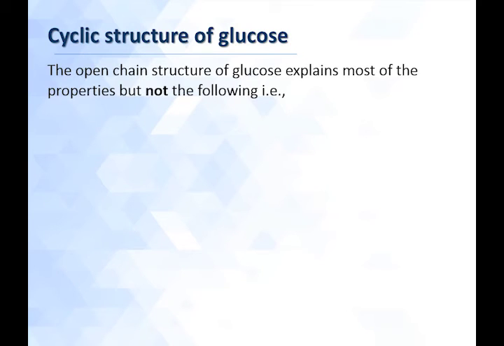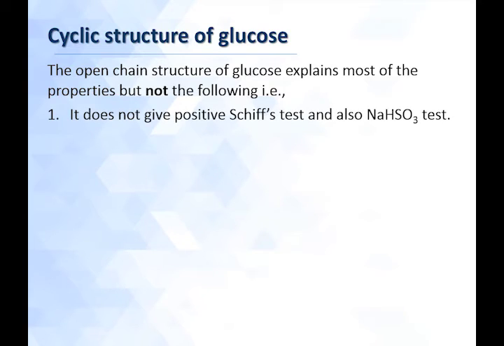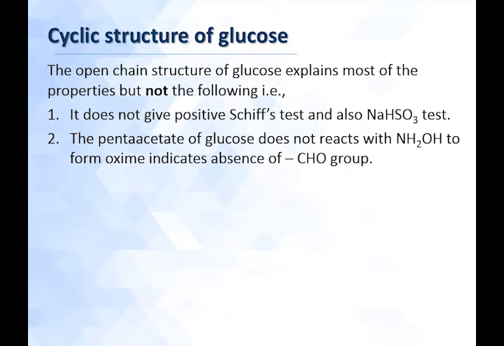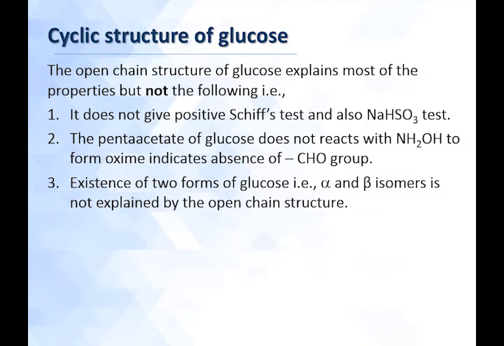Cyclic structure of glucose. The open chain structure of glucose explains most of the properties but not the following. It does not give positive Schiff's test and also sodium bisulfite test. The pentaacetate of glucose does not react with hydroxylamine to form oxime, indicating absence of aldehydic group. Existence of 2 forms of glucose, that is alpha and beta isomers, is not explained by the open chain.